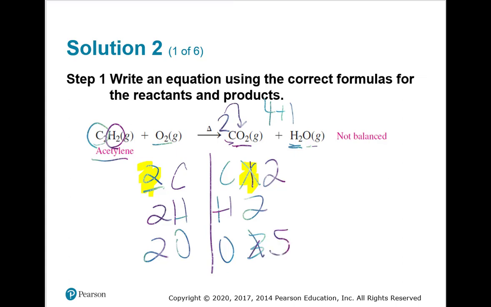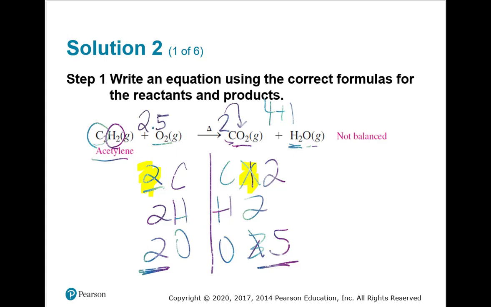Let's look now. Our carbons match, good. Our hydrogens match, good. Now look at our O's. I have 2 O's on the left and 5 O's on the right. How can I get to 5 from 2? Again, you got to think in multiples. Well, 2 times 2 is 4. 2 times 3 would be 6. So what's in between 2 and 3?